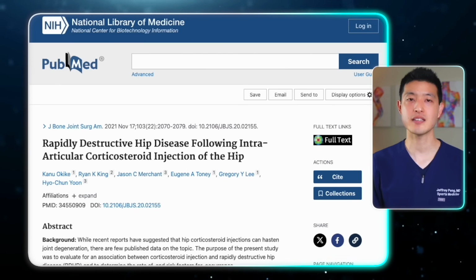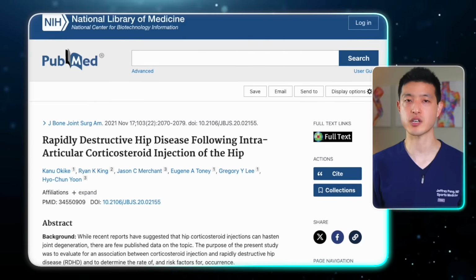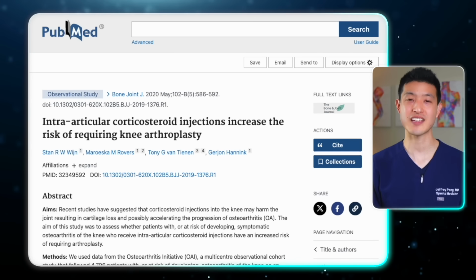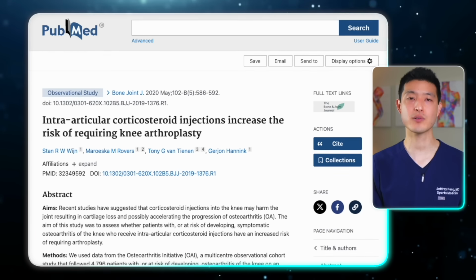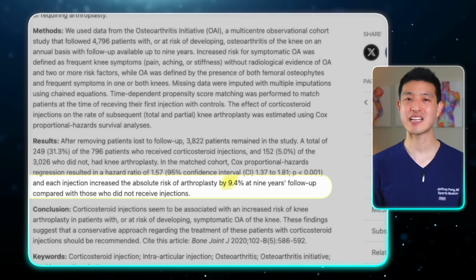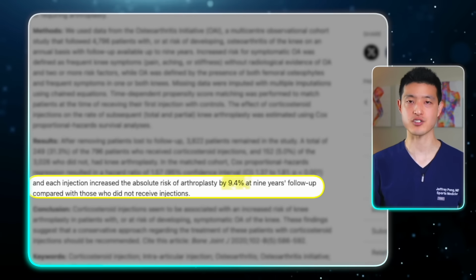One study found a dose-response association between intra-articular hip cortisone injections and rapidly destructive joint disease. Higher dose injections as well as multiple injections significantly increase the risk. Additionally, other studies have found that each cortisone injection increases the absolute risk of undergoing knee replacement surgery by 9.4% compared to those who did not receive such injections.